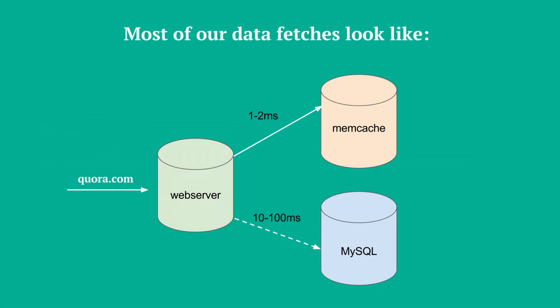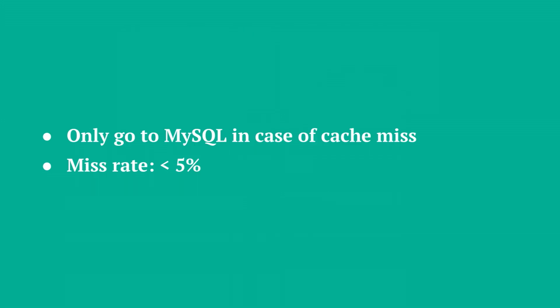This gives you a sense of how long the full round trip of making an access from a web server to these different data stores looks like. We're able to save basically 1 to 2 orders of magnitude by using caching extensively. Yes? Yes, that's correct.